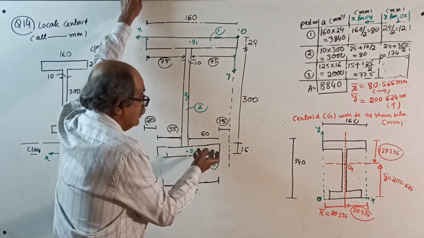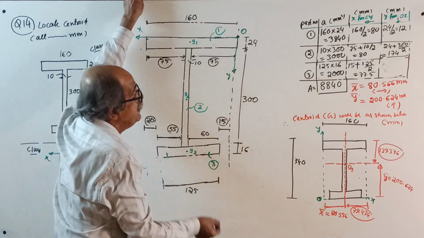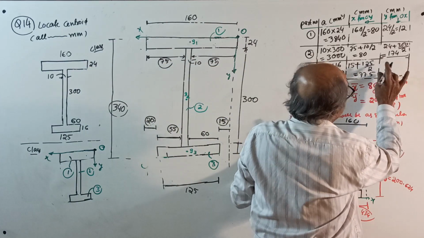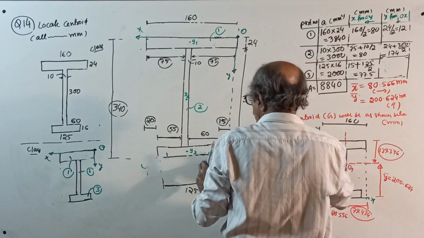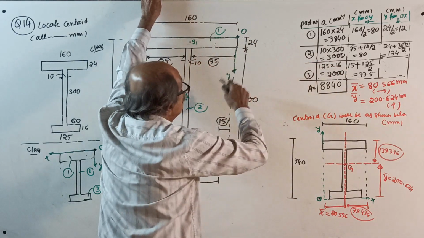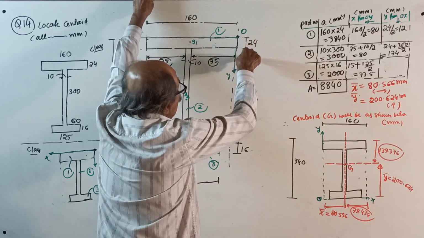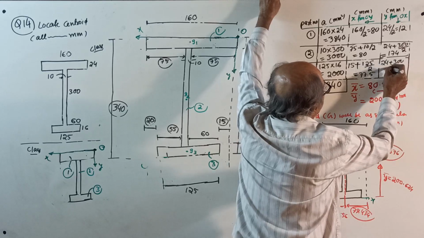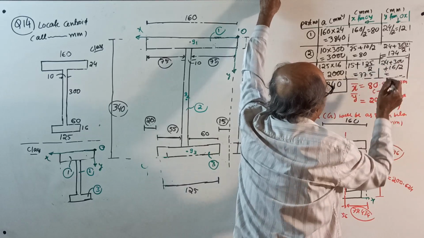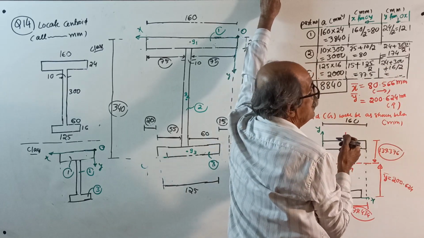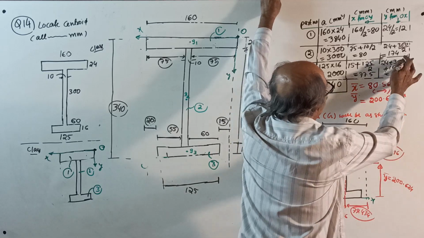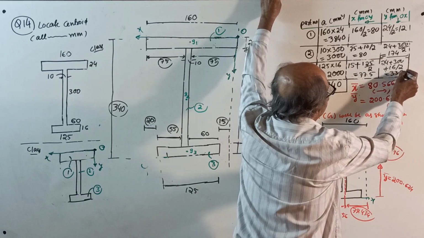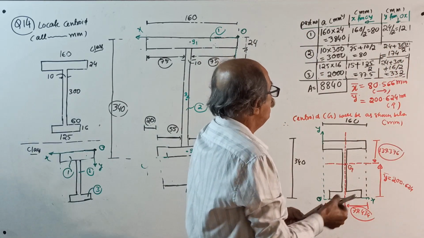Oh, sorry, that also I have to tell. 16 by 2. Huh? Figure number 3 is... no, from top you are doing, not 16 by 2. From top, 24 plus 300 plus 16 by 2. 16, 8, 24, 32, 332. Okay. Now calculate x bar.